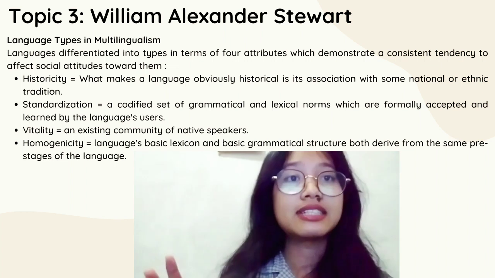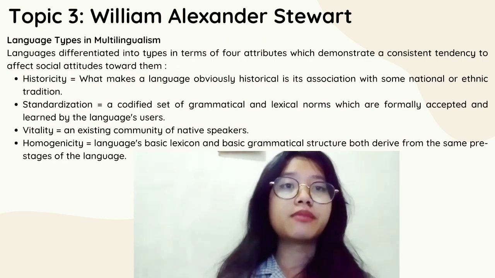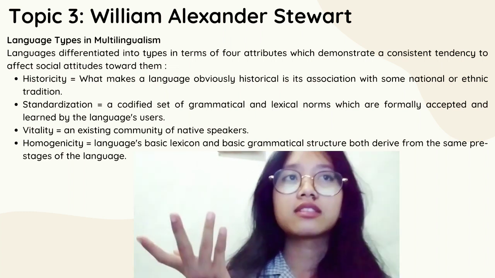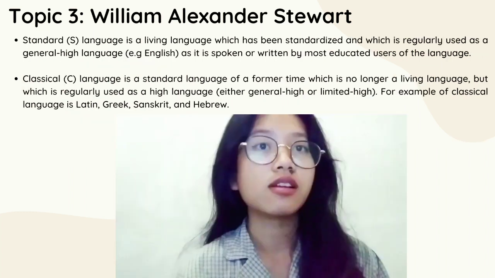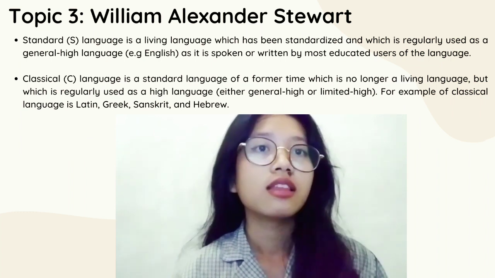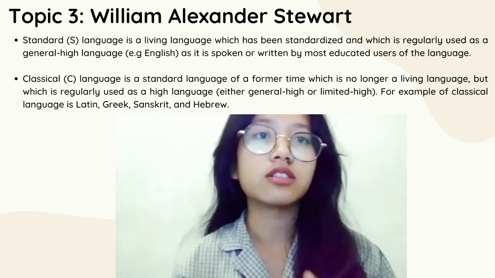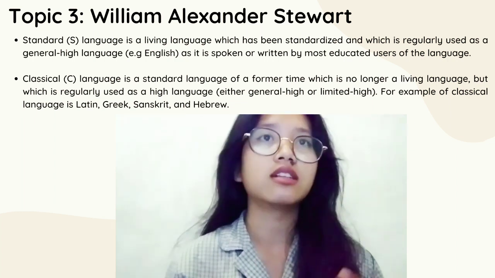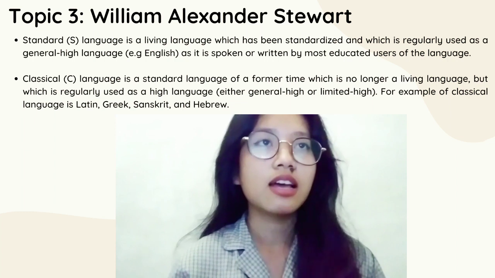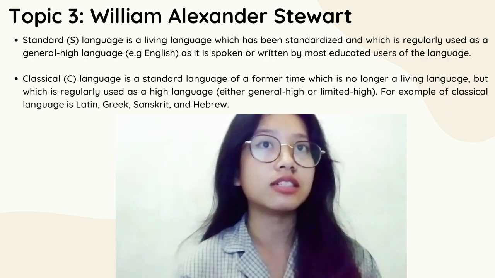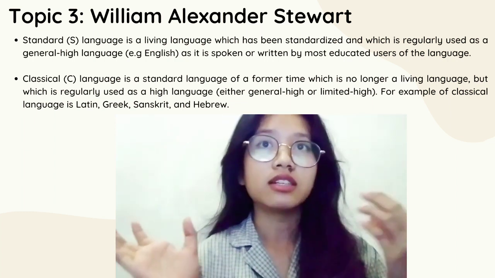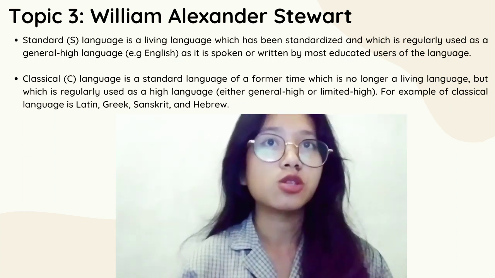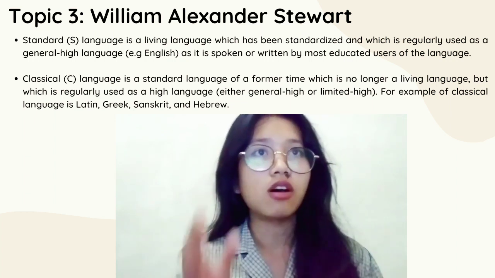Languages may be differentiated into types in terms of four attributes, which demonstrate a consistent tendency to affect social attitudes toward them. In Stewart's theory, there are 7 language types. First is standard language. A standard language is a living language which has been standardized and which is regularly used as a high language. An example of this language is English, as it is spoken or written by most educated users of the language.